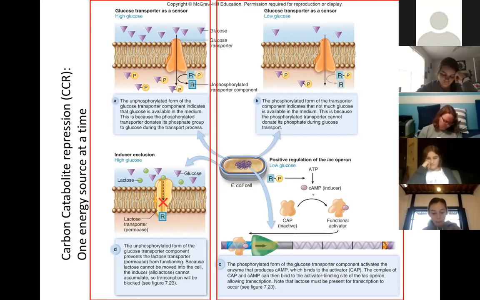Allolactose, perfect, right? So the phosphorylated transporter component is no longer blocking the lactose transporter. Lactose starts coming in. Some of that lactose is converted to allolactose, which binds to the repressor. It comes off. That phosphorylated transporter component converts ATP to cyclic AMP, which is an inducer for the activator. The activator binds, all right?